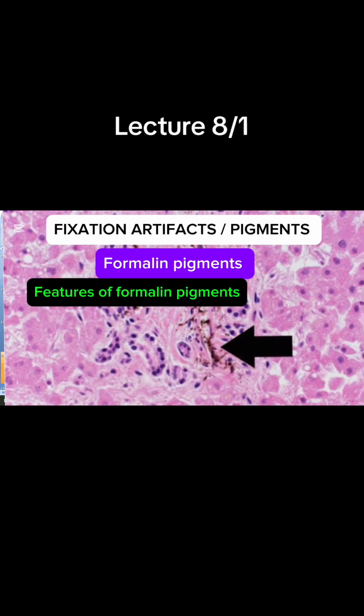Classical features of formalin pigments: one, they are brown to black granular deposits in terms of appearance. Location, they are seen in areas where blood is present in tissue. Microscopically, we're going to see these deposits being birefringent under a polarized light microscope. In this case, we mean that the pigment has the ability to refract light into two separate rays when viewed under a polarized microscope. Lastly, the pigments are usually extracellular but can also appear intracellular.